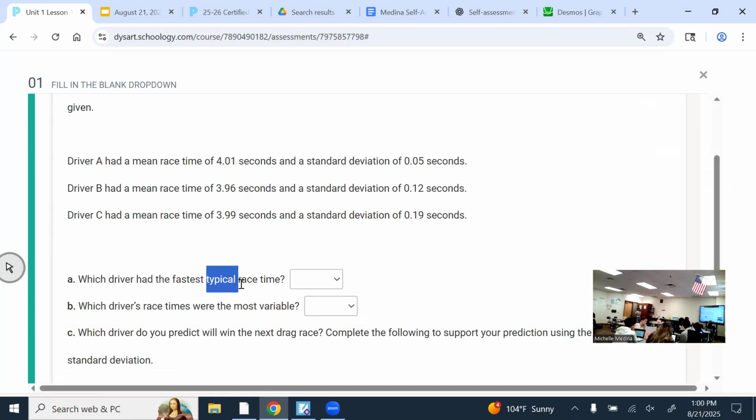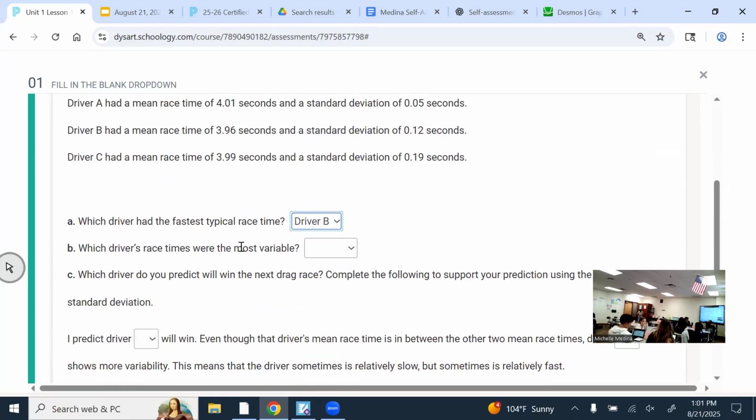The mean would. So the mean, average, they tell you typical values or what your data is clustered around. So we should be comparing the means, which are these numbers. Which driver would have the fastest race time? B is the fastest. A took the longest, right? So B is faster since they took the least amount of time. Which driver's time were the most variable? So which one is a measure of variability? Mean or standard deviation? Standard deviation. When we say most variable, that means higher standard deviation. Which of these numbers is higher?